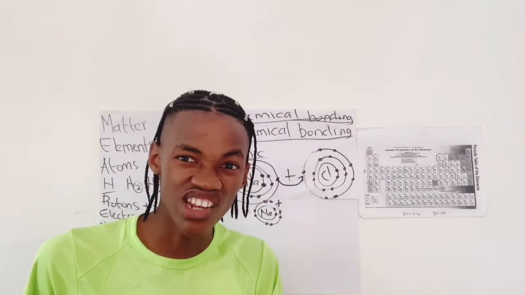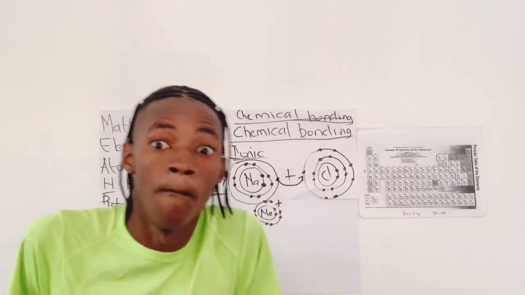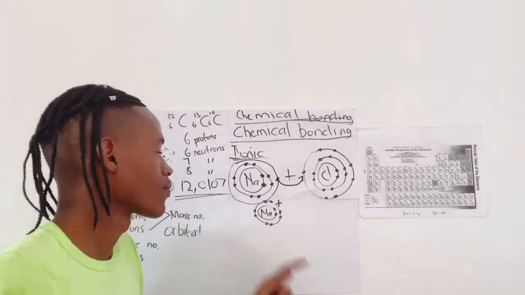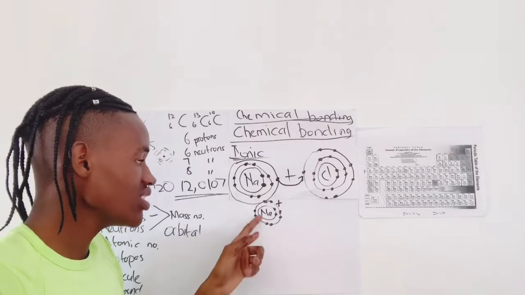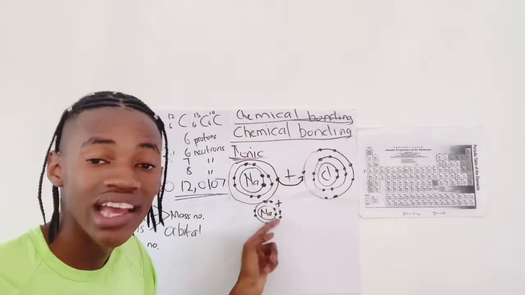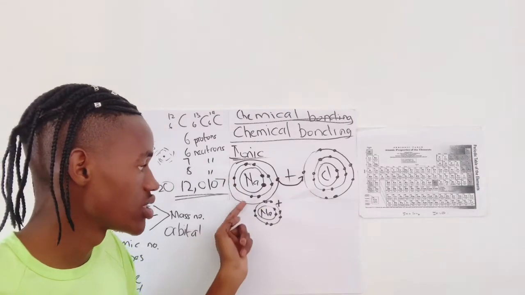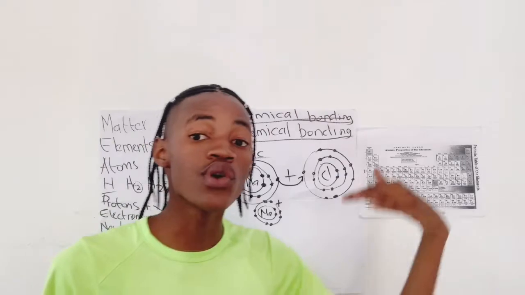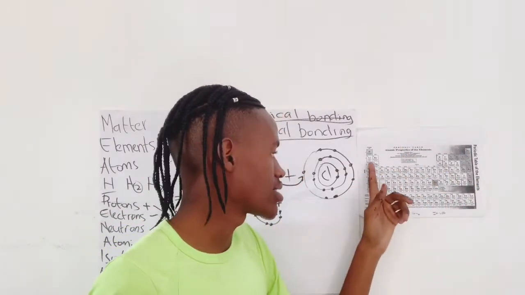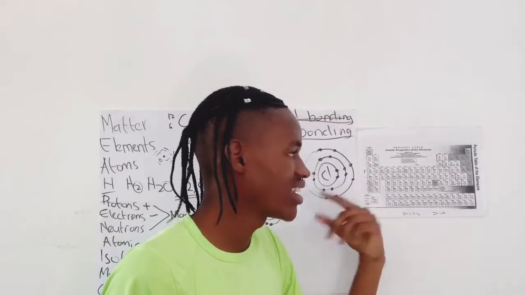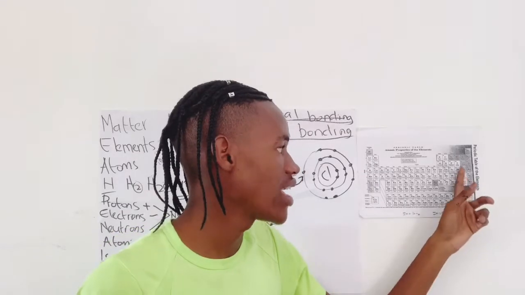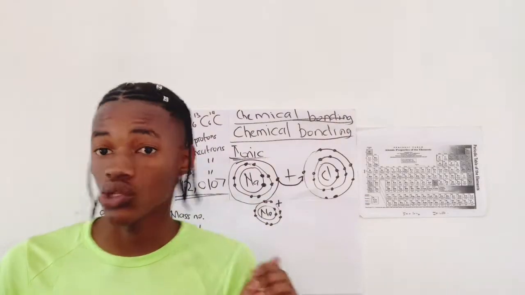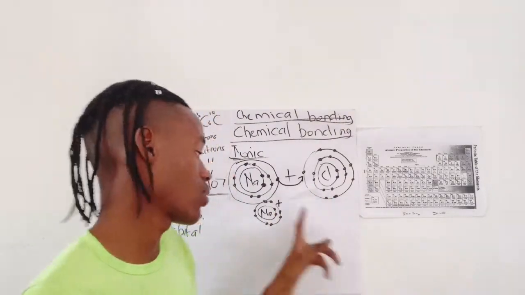Since sodium loses 1 electron, it becomes more positive because it lost a negative charge, right? Now this is an ion, and an ion usually has the same structure as the preceding noble gas. In this case, sodium now has the same structure as neon, which is the preceding noble gas.